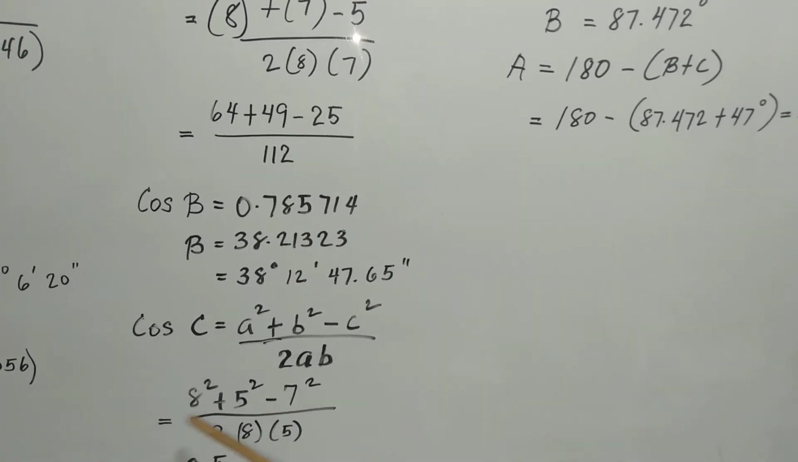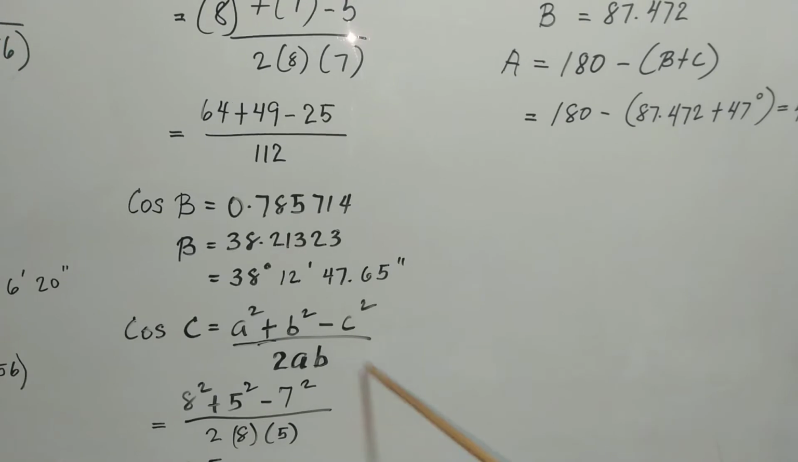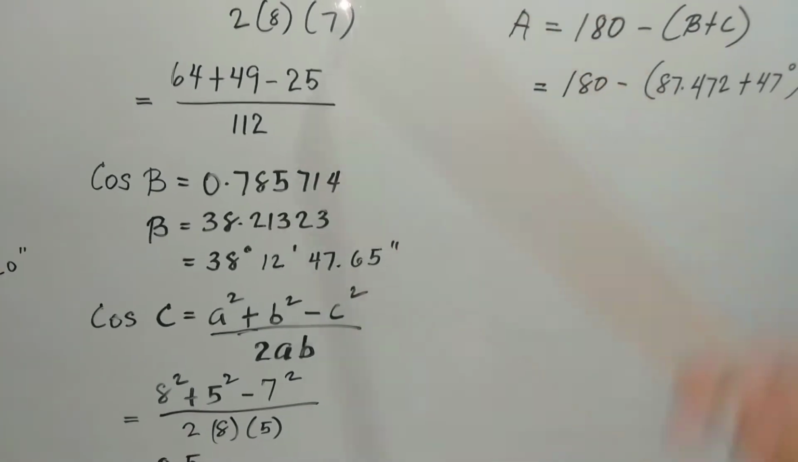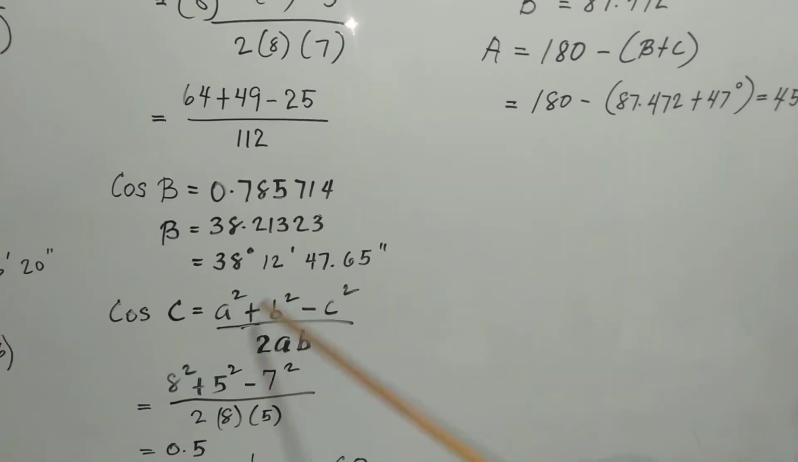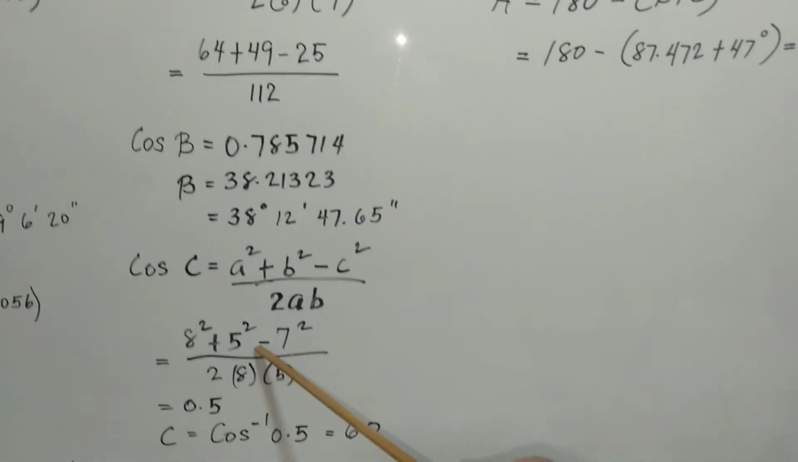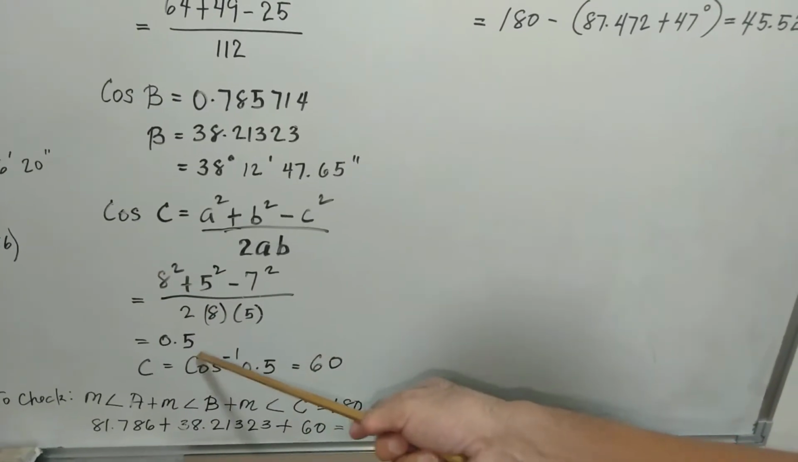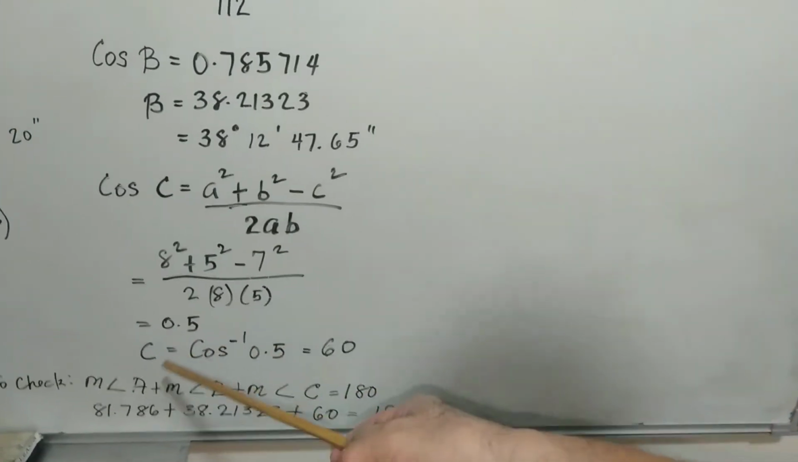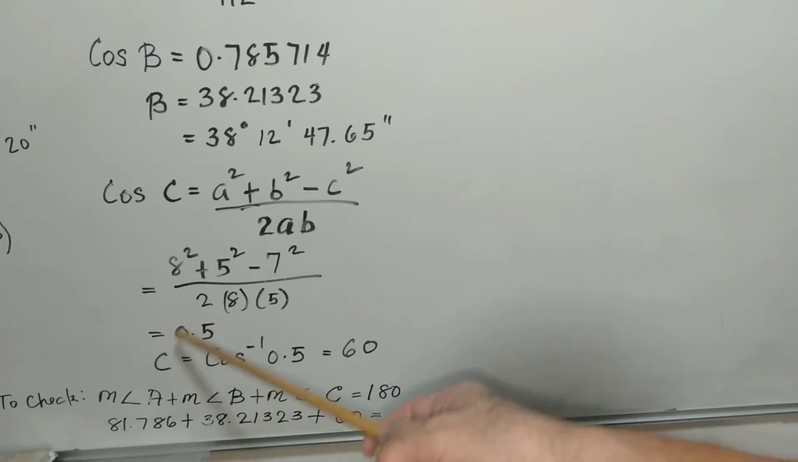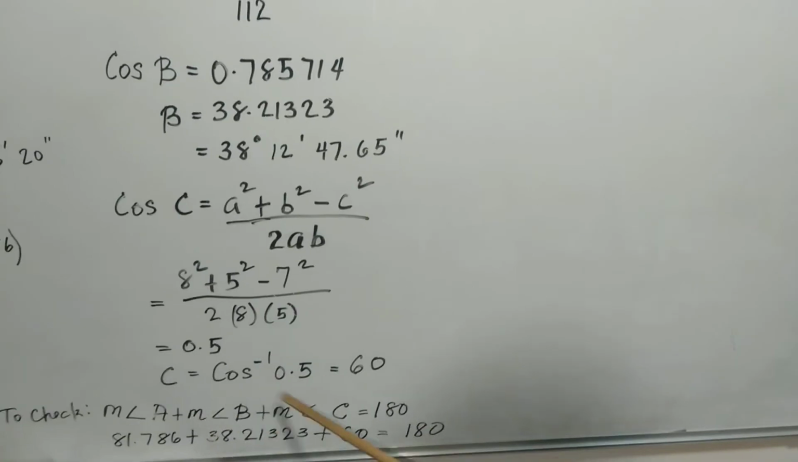Similarly, for cosine C, we get a squared. You just substitute all the values that are given, and we'll arrive at this. And the final value for cosine C is 0.5. As you can see, if we get the arc cosine of 0.5, we'll arrive at 60 degrees.